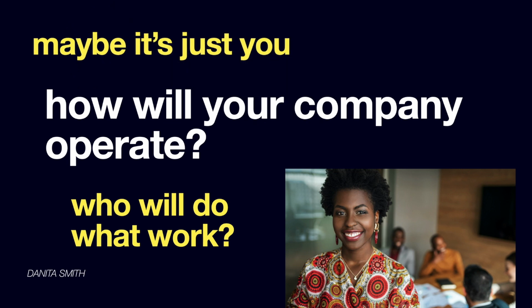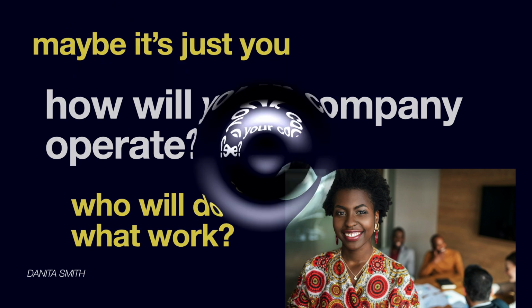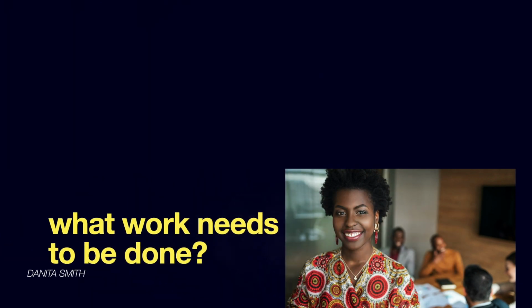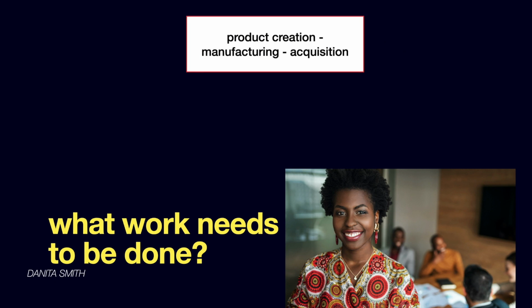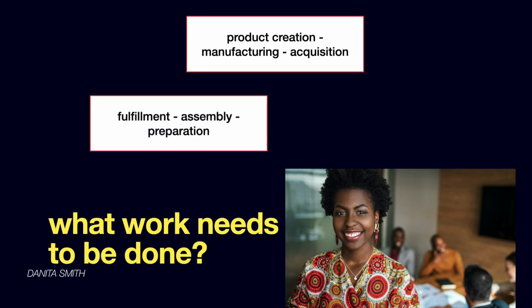Maybe it's just you, or maybe you need a team of people to support you in terms of whatever you're doing, but who will do what work is a basic question you want to ask yourself. And then you think about what work needs to be done. That's another way of getting at this information. So let's think about the product creation and manufacturing of your product or acquiring it. And let's also think about fulfillment and assembly.